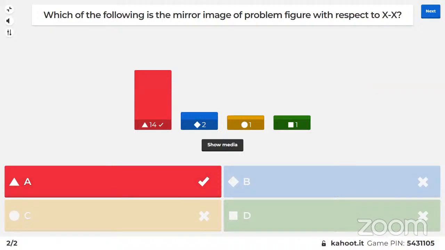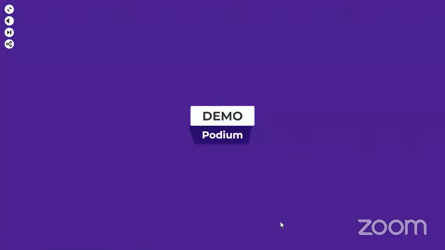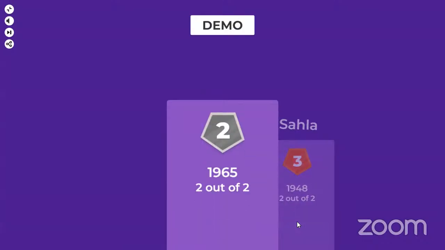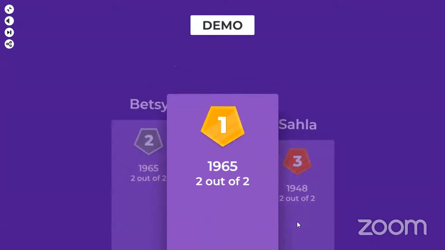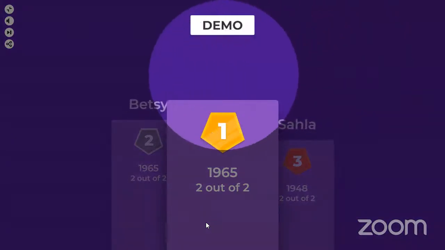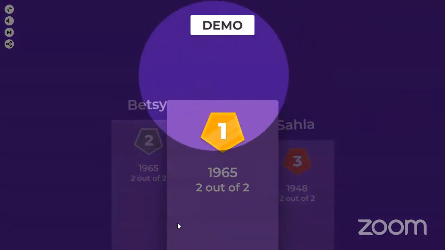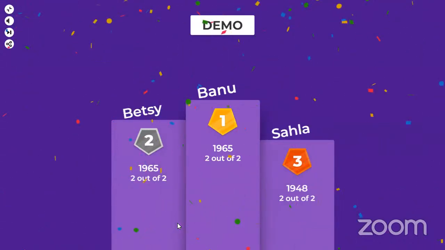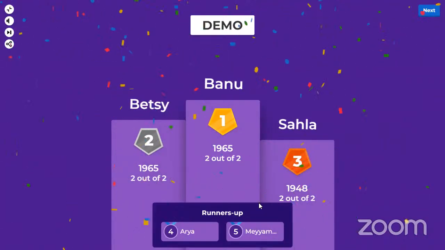Podium is a place where you'll see the toppers of the quiz. That is the final results. So here's a podium. And in the third spot, we have Sadla with 1948 points. Second, we have Betsy with 1965. Again, with 1965 points, we have as a topper Banu. All right, so that's regarding the podium, and we have runners up also. All right, so I missed that.